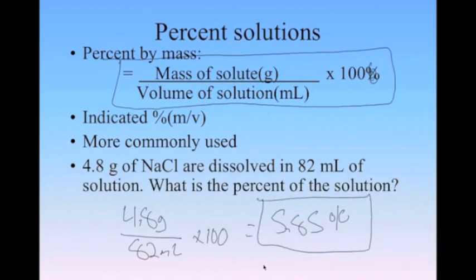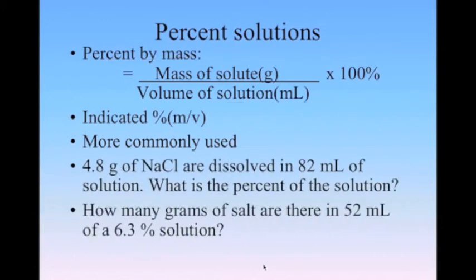Now, moving on to our next example. Our next example can be just a little bit harder. It's asking us how many grams of salt are there in 52 milliliters of a 6.3% solution. So it's asking us to find the mass of the solute. The mass of the salt would be the solute, and then the solution would be our solvent, usually water. Here we have our percent and our volume, so we're solving for mass.